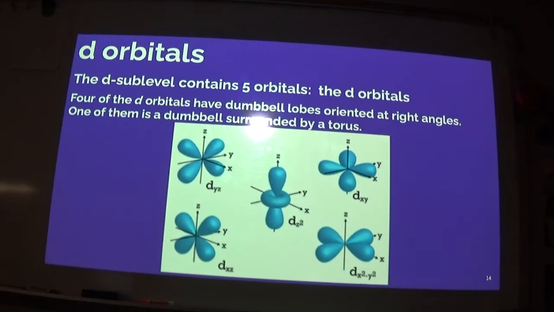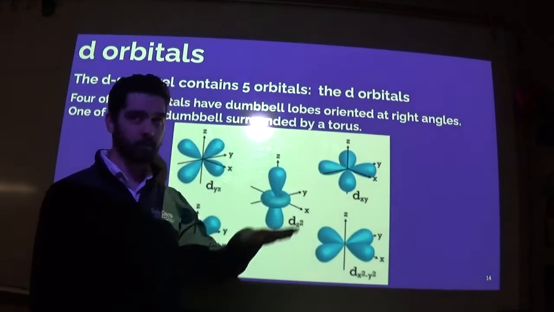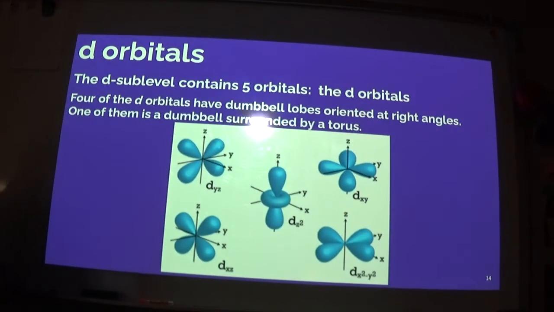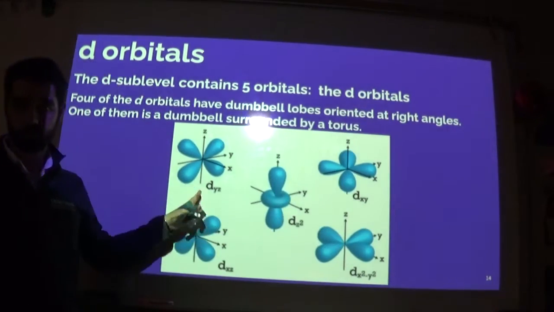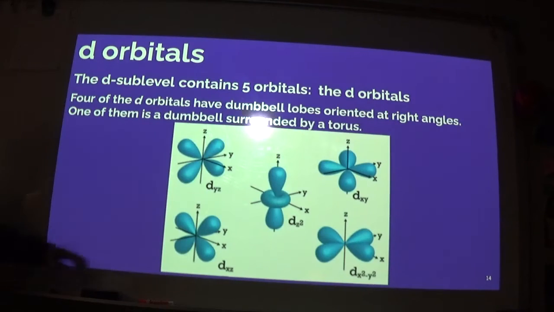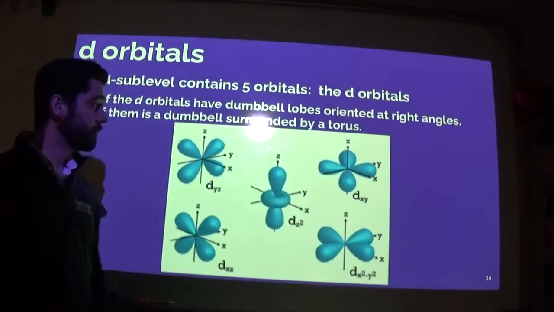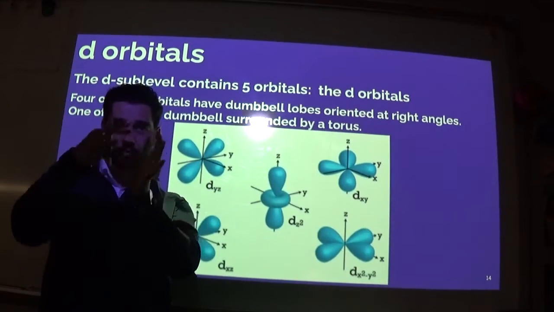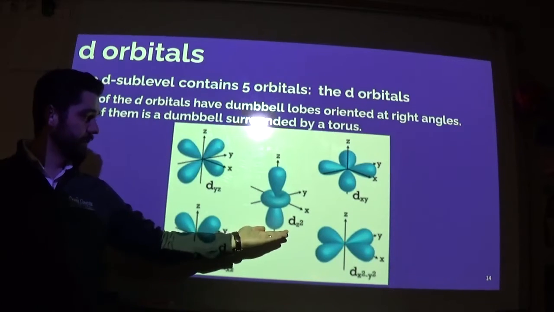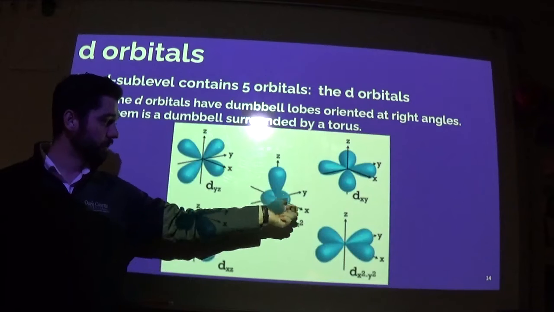Kind of weird. This is one orbital, this is an orbital, that's an orbital, that's an orbital, that's an orbital. How many electrons can go in each one of these? 2. I can put 2 in here, 2 in here, 2 in here, 2 in here, 2 in here. Notice how 4 of them are the same shape. These are all the same shape, they're just oriented differently. And then we have this oddball with 2 lobes and a torus around the middle.